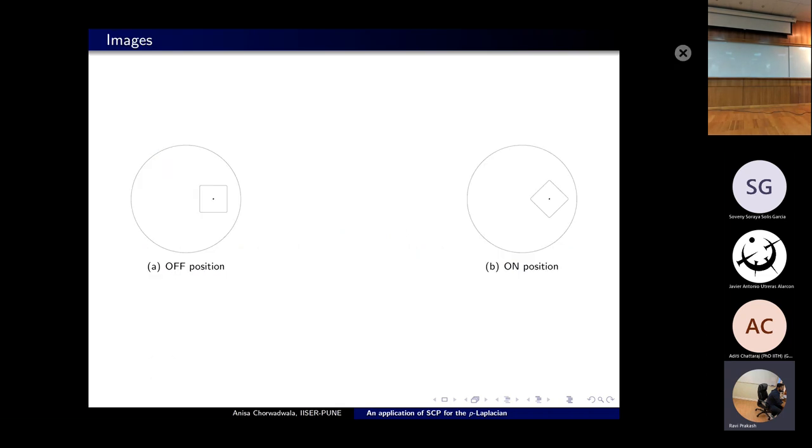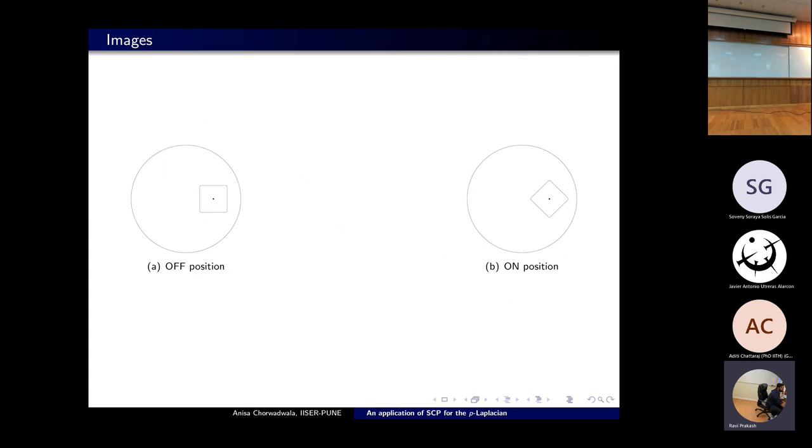So this is one configuration. I have a disk, and I am removing a domain which has D4 symmetry. And these two are non-concentric. By the center of this domain with dihedral symmetry, I mean the unique point where all the axes of symmetry of the square are meeting. So the center of the square and the center of the ball are not the same.